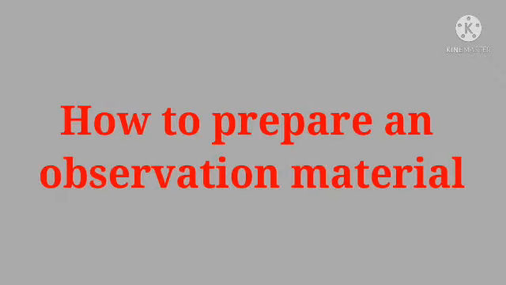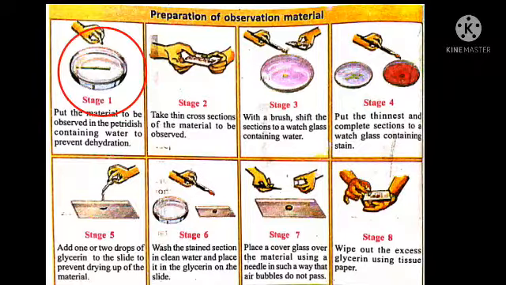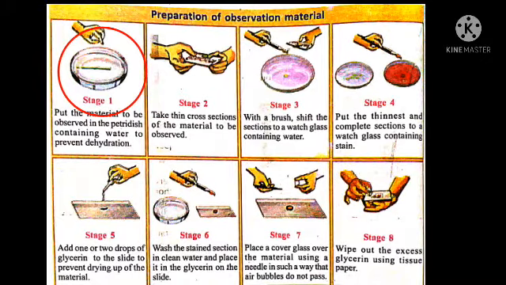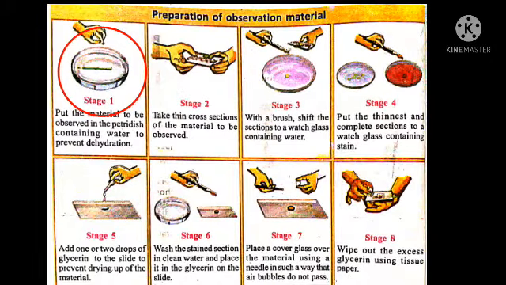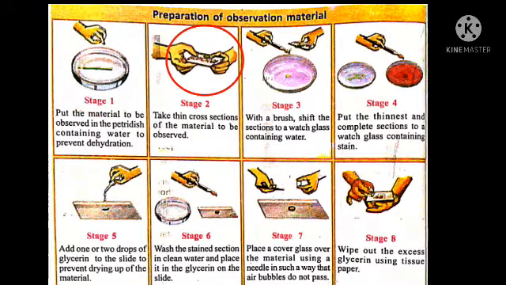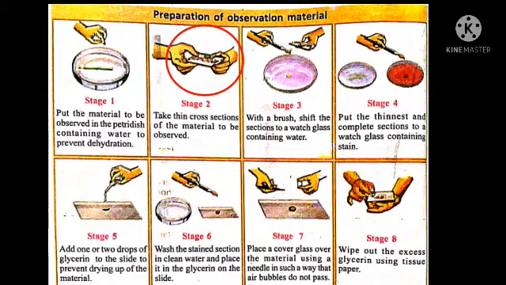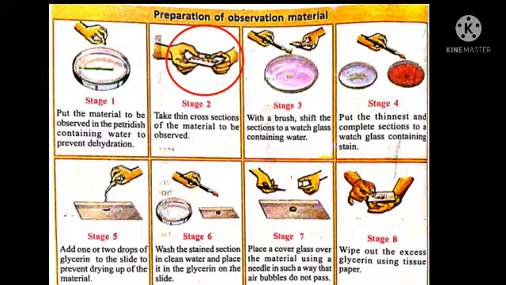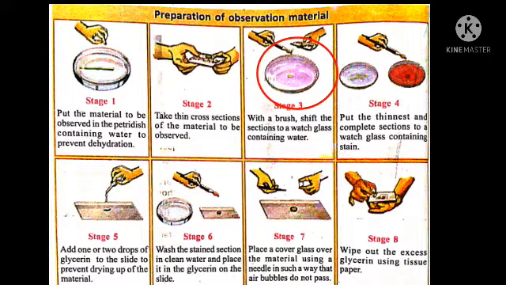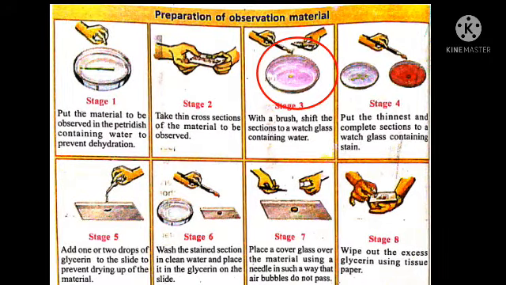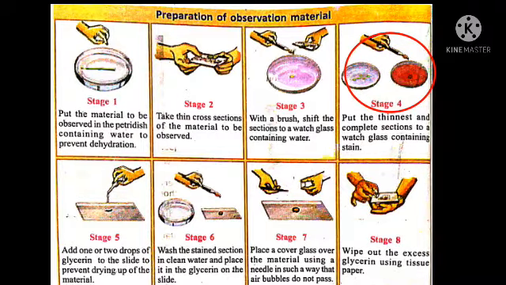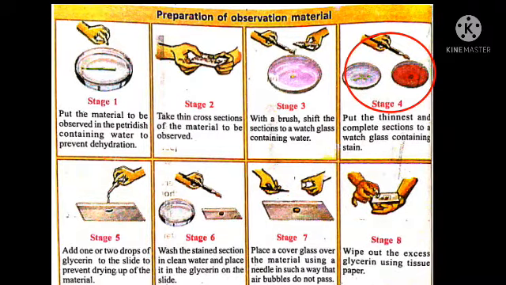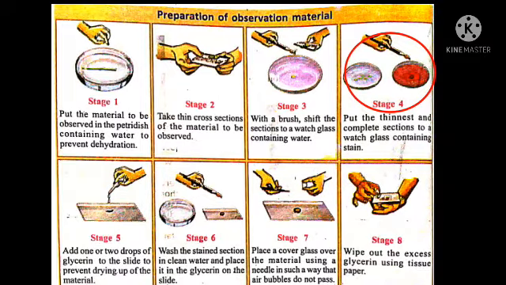Now let us learn how to prepare an observation material. First, we need to put the observable material in a petri dish containing water, and this is to prevent dehydration. Step 2. Take thin cross sections of the material using a blade. Step 3. Put the sections to watch glass containing water. Step 4. Put the thinnest and complete sections to a watch glass containing stain.